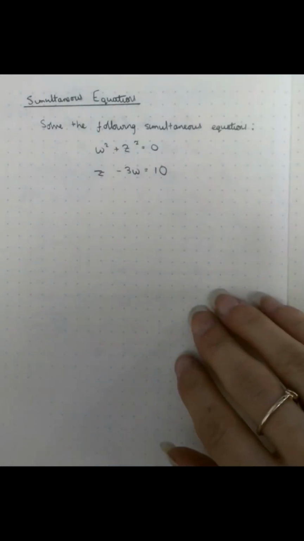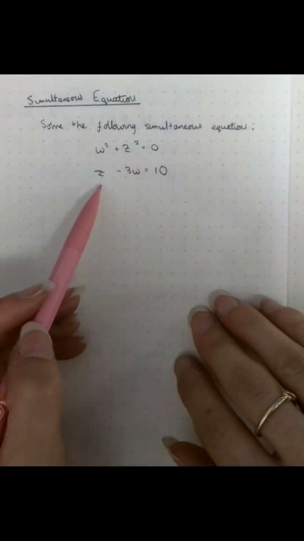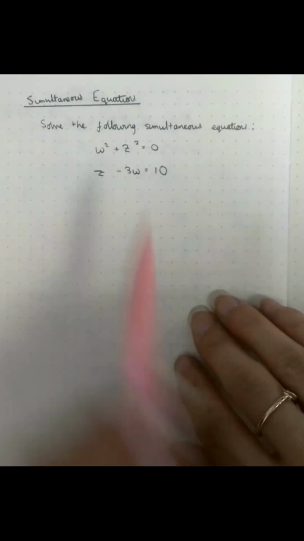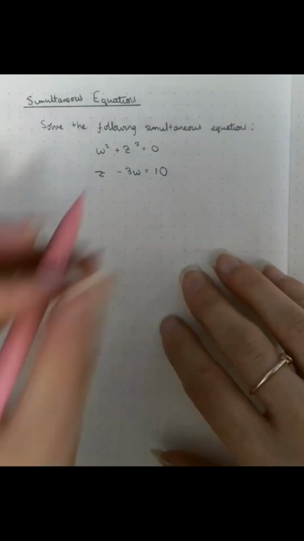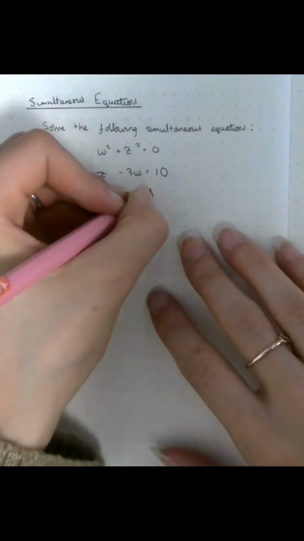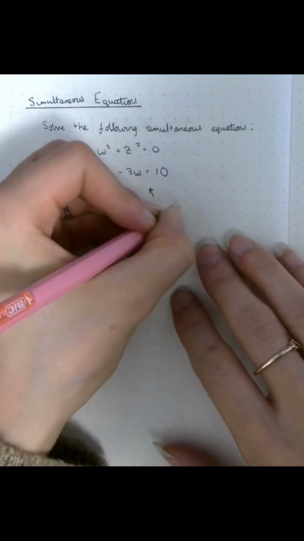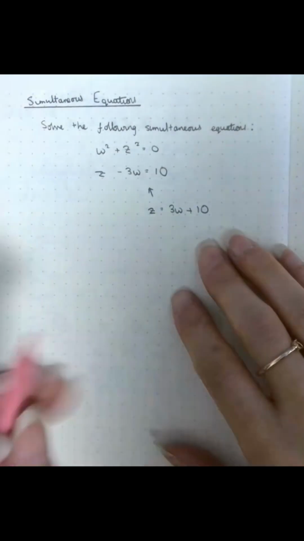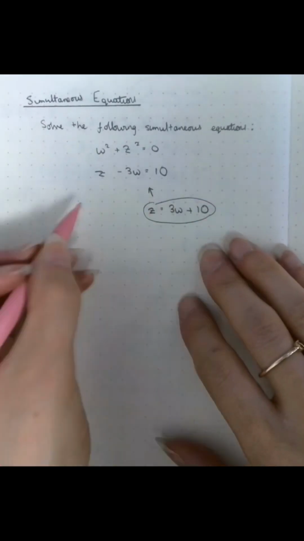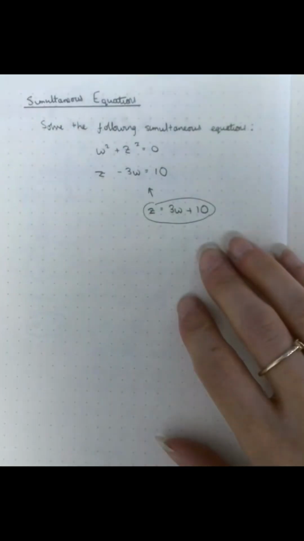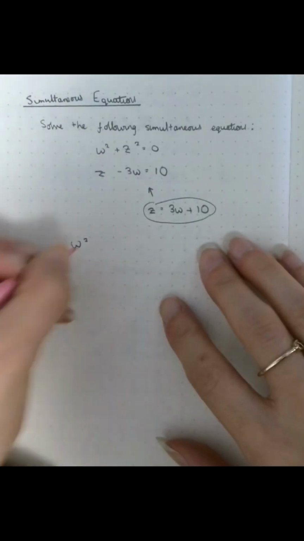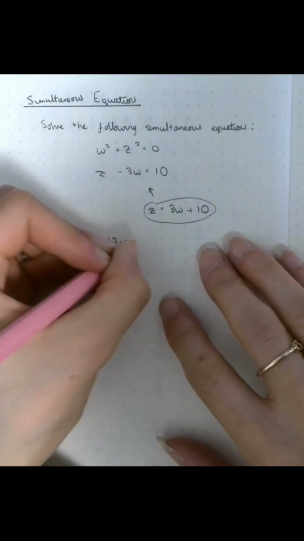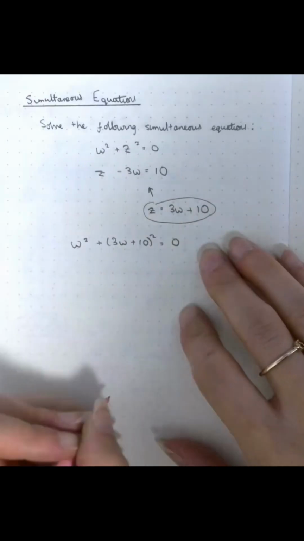The next thing we're going to look at is how to solve simultaneous equations involving complex numbers. So we have here w squared plus z squared is 0, and z minus 3w is 10. So what I would do here is, first of all, let's rewrite z in terms of w. So that will become z is equal to 3w plus 10. And then let's substitute this into our equation here. So we get it all in terms of w or z. So we'll end up with w squared here plus 3w plus 10 squared is equal to 0.